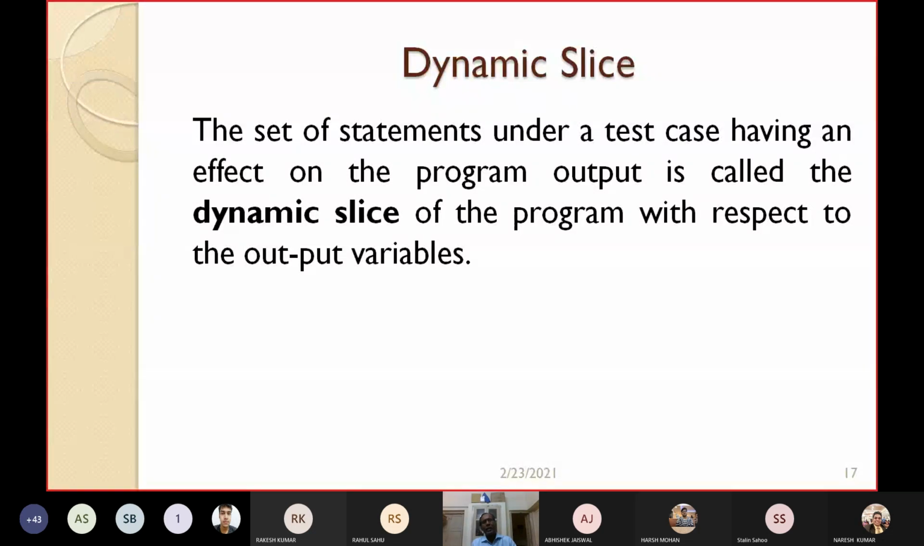For example, when there is an if statement, either the then part will be executed or the else part will be executed. So depending upon your input, like the previous example we have taken, if you give something less than 5000, the else part will be executed. If you give more than 5000, the then part will be executed. So these definitions, static slice, dynamic slice, then backward slice, forward slice, we have already explained earlier. Please have a look into that. So dynamic slice means the set of statements under a test case having an effect on the program output. It is called the dynamic slice of the program with respect to the output variables. So please recall the discussion which was made in some of the earlier classes.